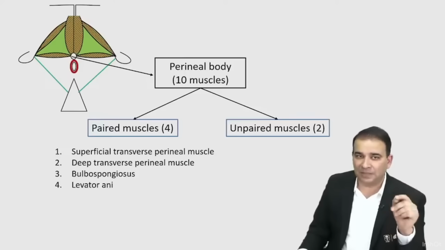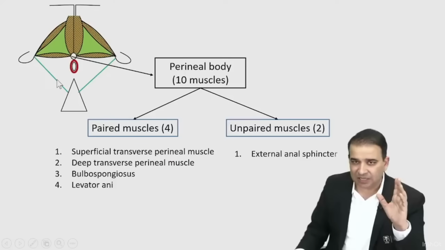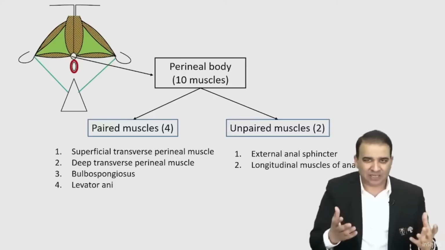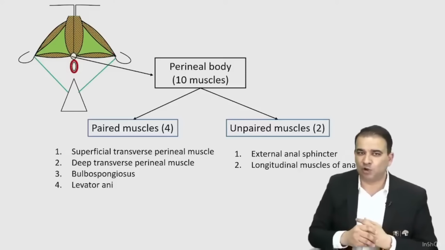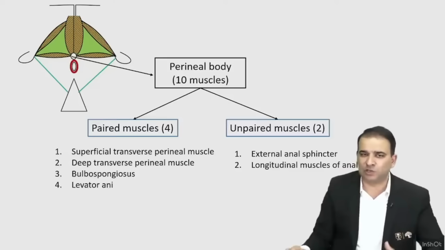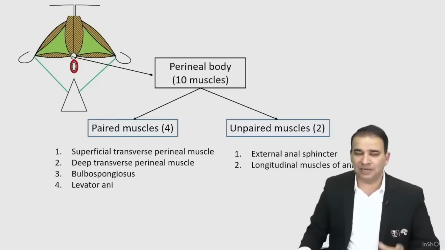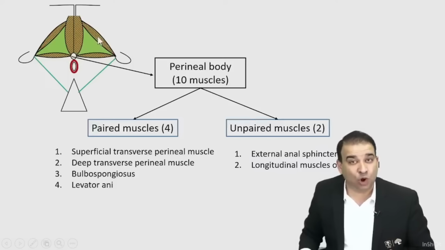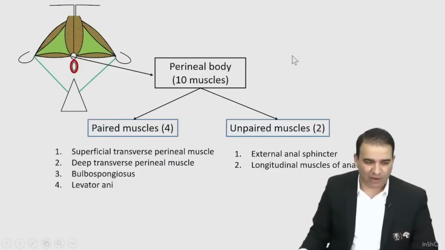So 4 paired muscles. Among the unpaired muscles, one is the external anal sphincter, and we have the longitudinal muscle of the anal canal. For any viscera you think of, there are longitudinal muscles also. Similarly, we have the longitudinal muscle of the rectum and anal canal, which also contribute to this perineal body. So 4 paired muscles and 2 unpaired muscles. And one thing I'm again warning you about, guys, be careful with this one here. This muscle is not there in the perineal body. It is not a part of the perineal body.